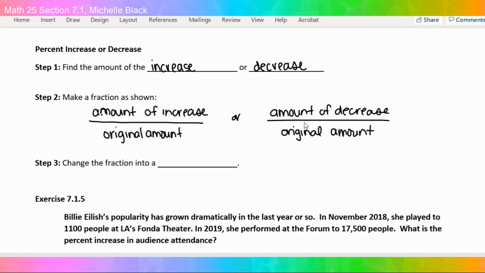If the problem specifically asks for the amount of increase, then you know you're doing this. Or if they specifically ask for the amount of decrease, you know you're doing this one. But it also might just say what's the percent change. So you need to determine if there was an increase or a decrease and then plug it into the fraction accordingly. Now, step 3 is you change the fraction into a percent. So you'll be left with some fraction, you can divide it and get a decimal, and then move your decimal point 2 places to the right.